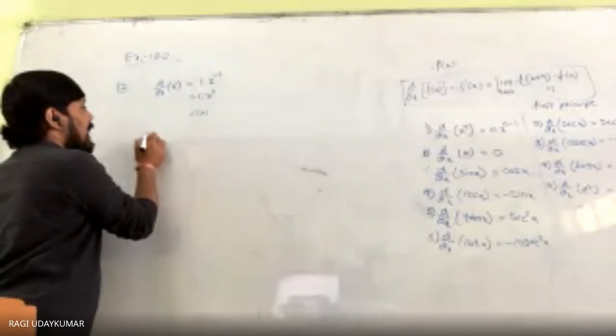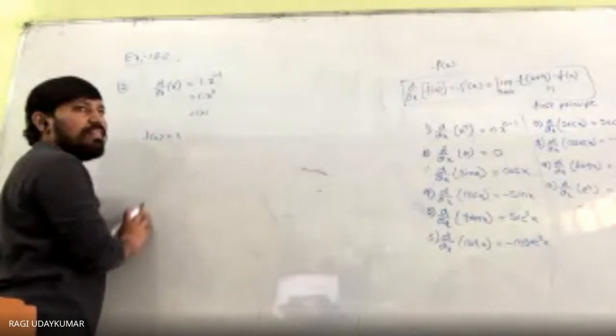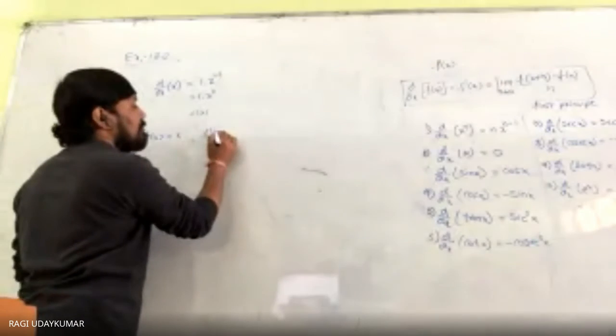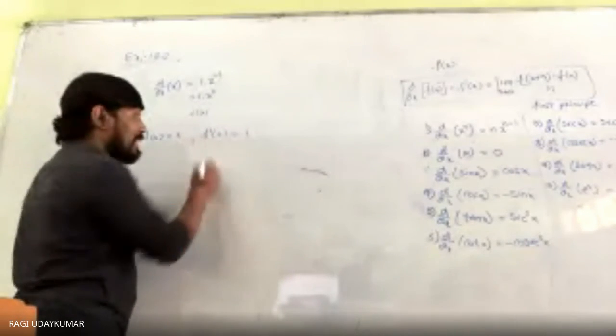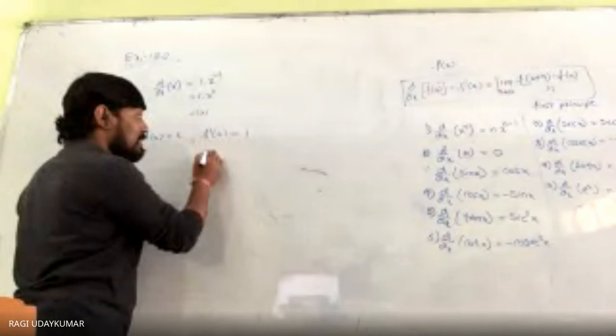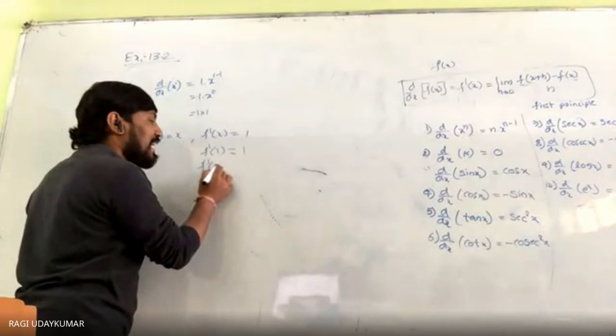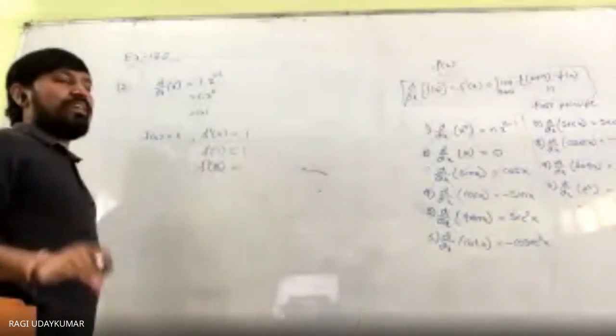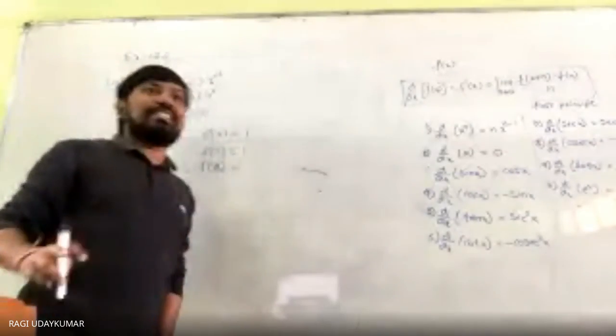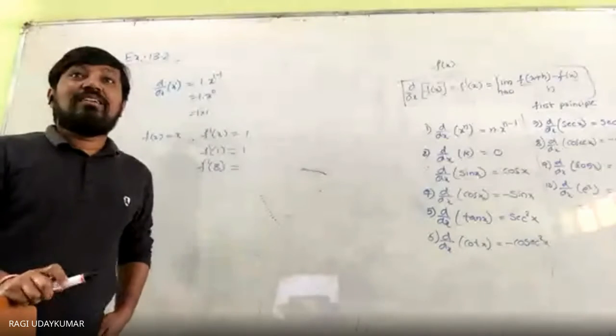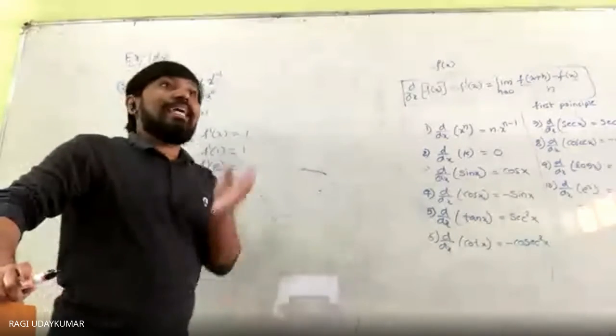What is asked of you to find out? Actually f of x is equal to x is given, and f dash of x is 1. And you are asked to find f dash of 1, which is also 1. Suppose if it is asked for 8, if I am giving the question, I will change it. Find the derivative of x at x equal to 8.